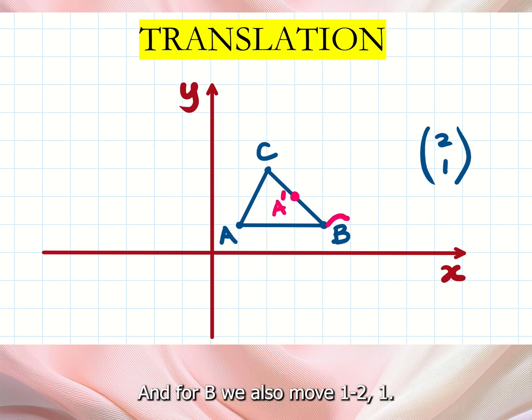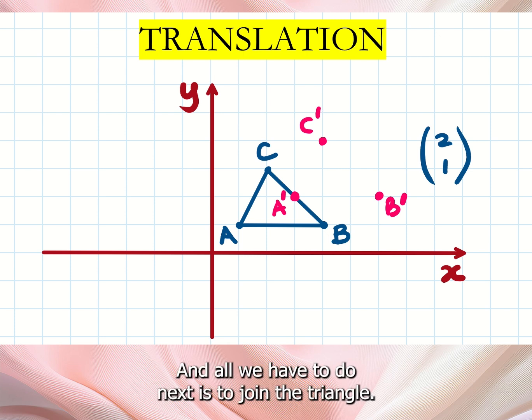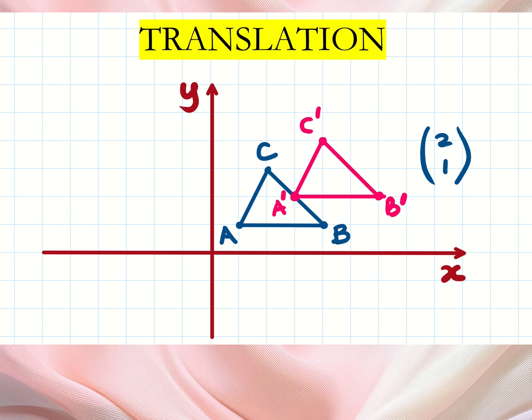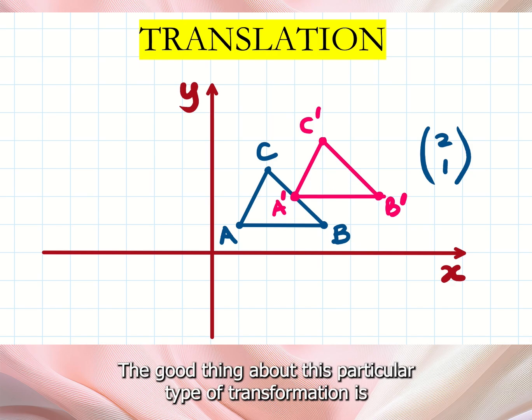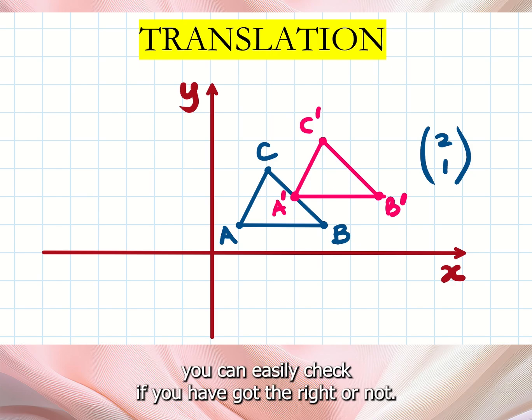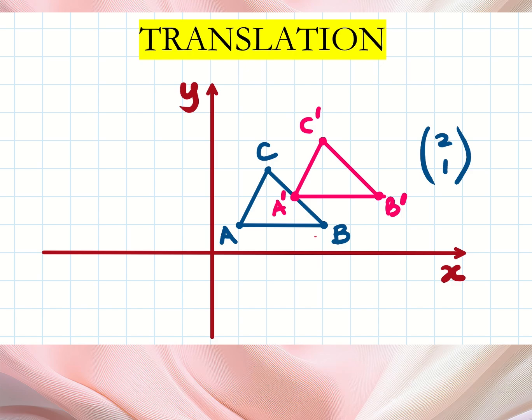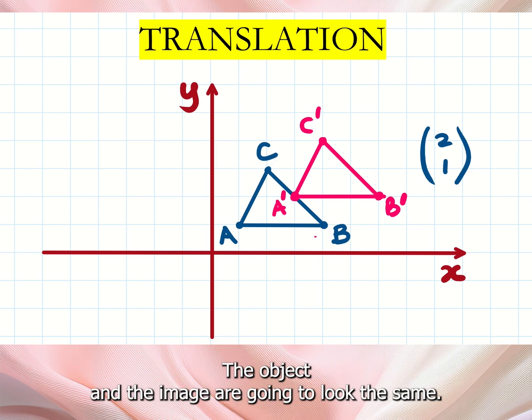Then for B, we also move 1, 2, 1. So this is our new B. Call it B prime. For C, 1, 2, 1. So our new C is here. We call it C prime. And all we have to do next is to join the triangle. And here is our translated version of ABC. The good thing about this particular type of transformation is you can easily check if you have got it right or not. The object and the image are going to look the same.